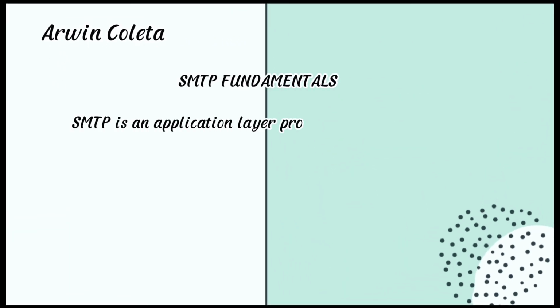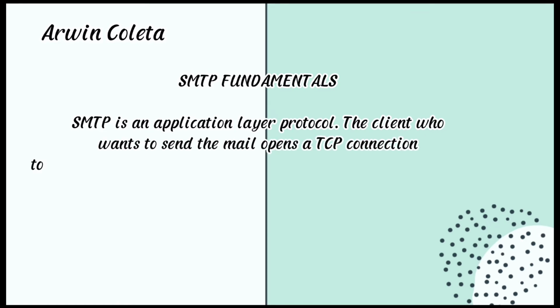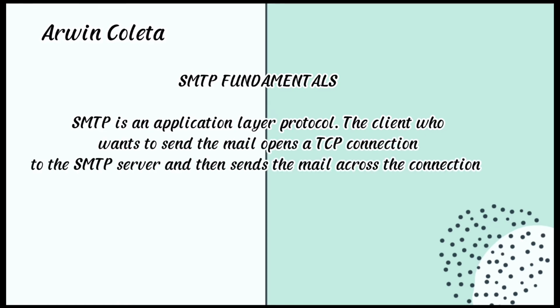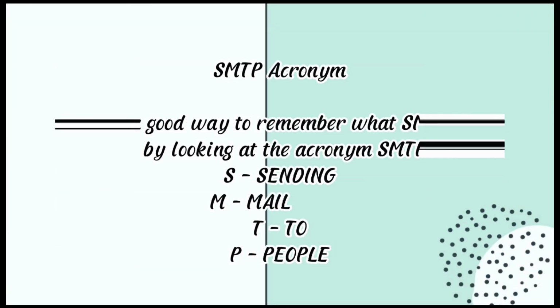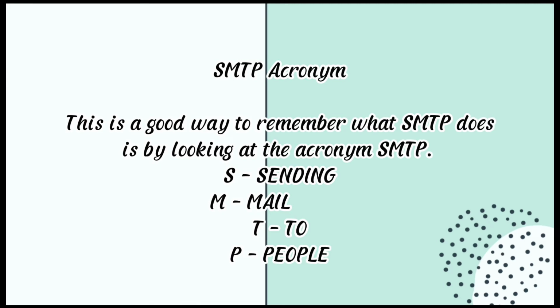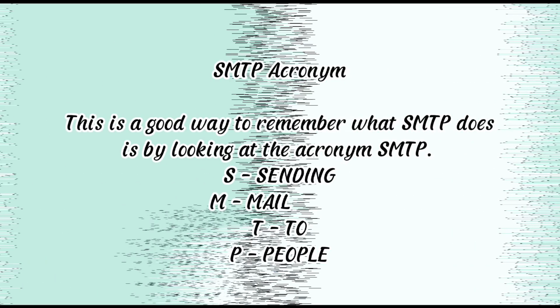Arwin Coleta. SMTP fundamentals. SMTP is an application layer protocol. The client who wants to send mail opens a TCP connection to the SMTP server, and then sends the mail across the connection. SMTP is a set of communication guidelines that allow software to transmit electronic mail over the internet, called Simple Mail Transfer Protocol. The SMTP server is always in listening mode. SMTP acronym: this is a good way to remember what SMTP does. S, sending mail to top people.